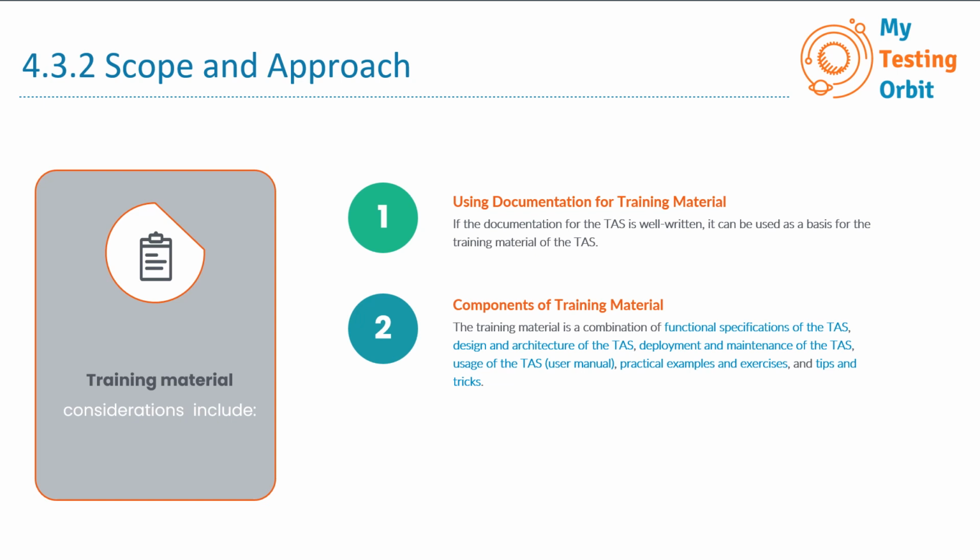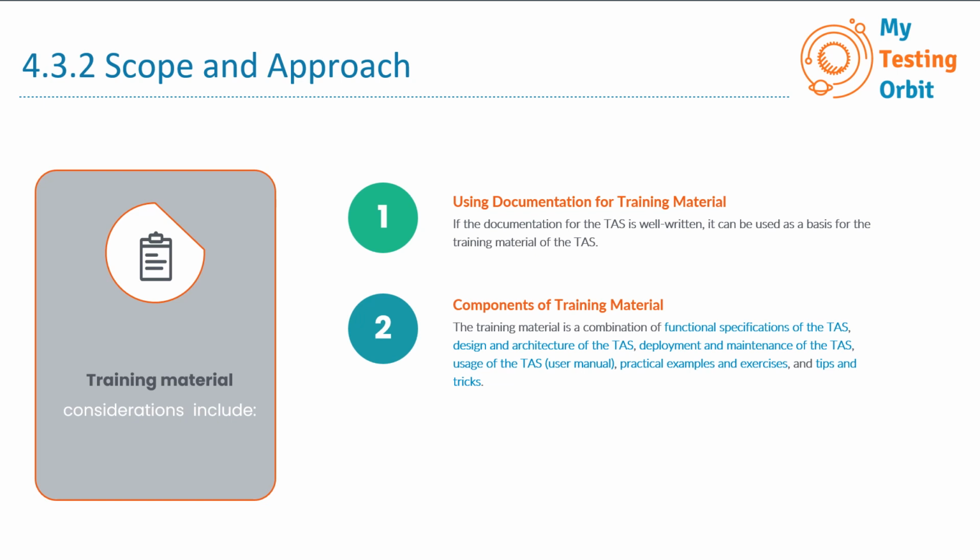Number 2, components of training material. The training material is a combination of functional specifications of the TAS, design and architecture of the TAS, deployment and maintenance of the TAS, usage of the TAS, user manual, practical examples and exercises, and tips and tricks. Okay, let's have a look at all these components separately.